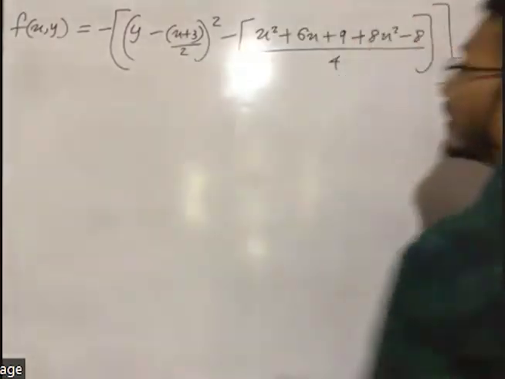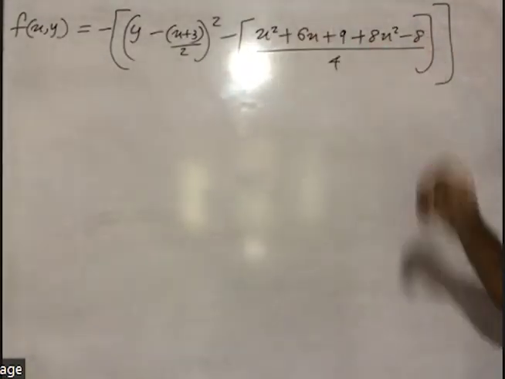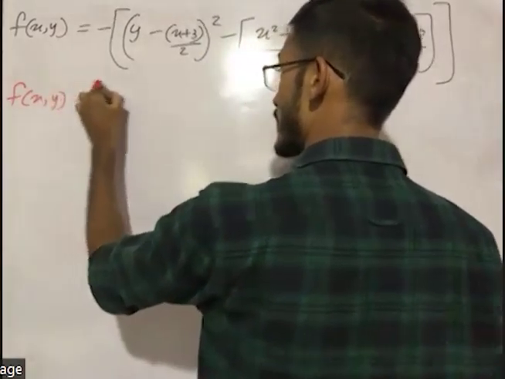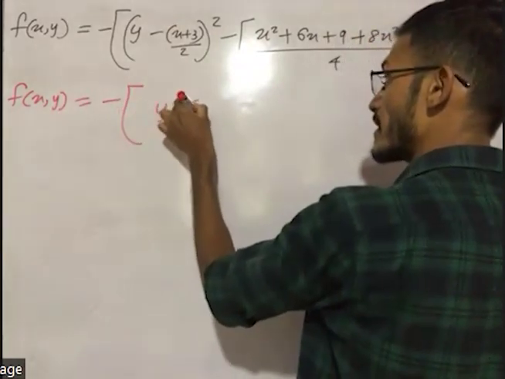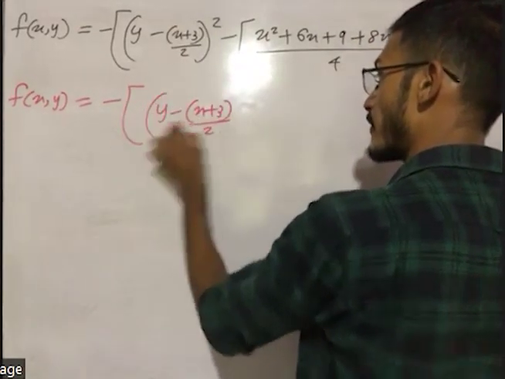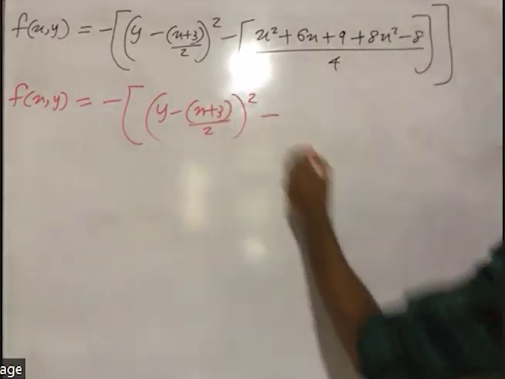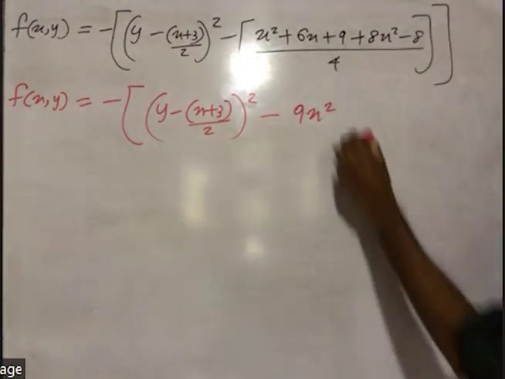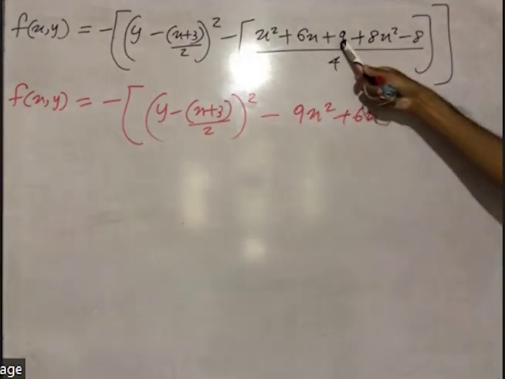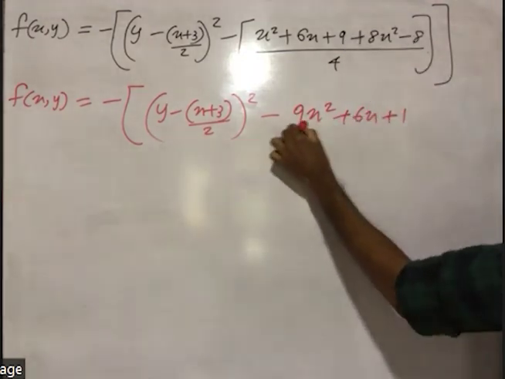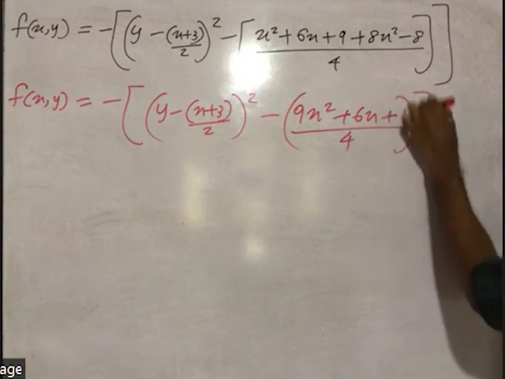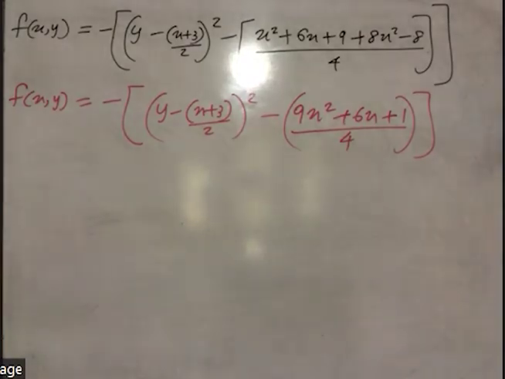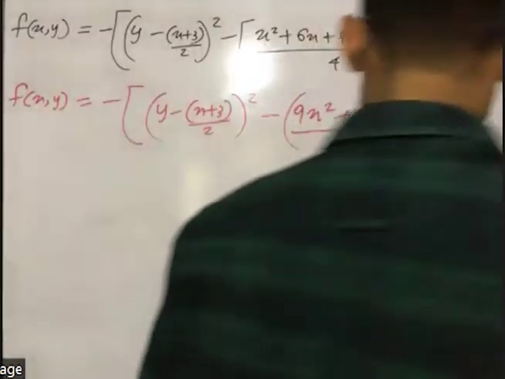Now look at this. Right. So here we have x squared plus 8x squared, that means 9x squared. So I can write down f(x, y) equal to minus (y minus (x plus 3) over 2) squared, minus (x squared plus 8x squared, that means 9x squared, plus 6x plus 6x, 9 minus 8 means plus 1) over 4. Right. So 9x squared plus 6x plus 1. So we can write down this part as a complete square.